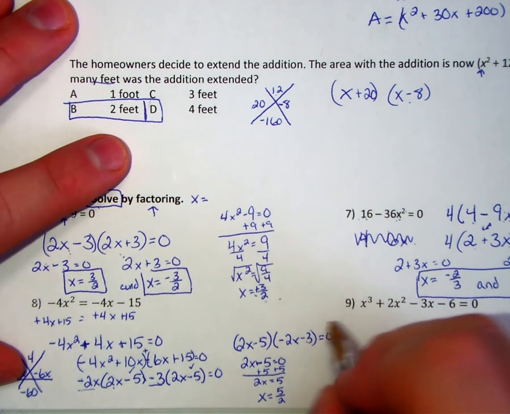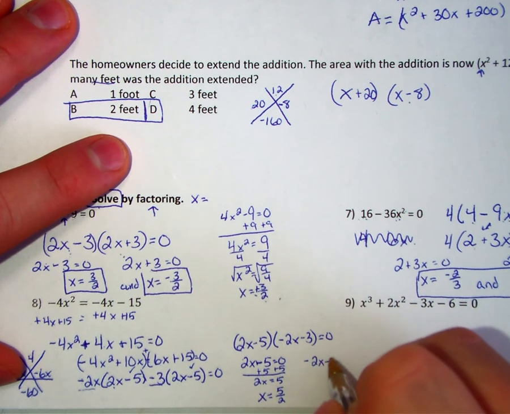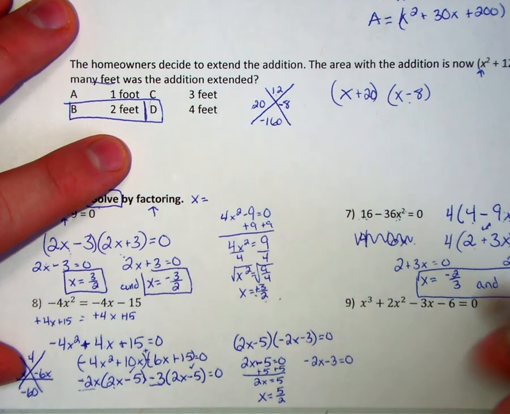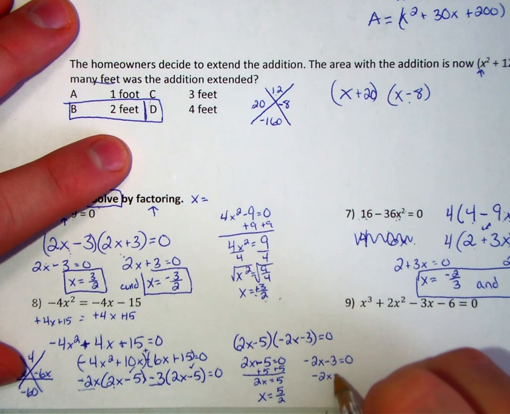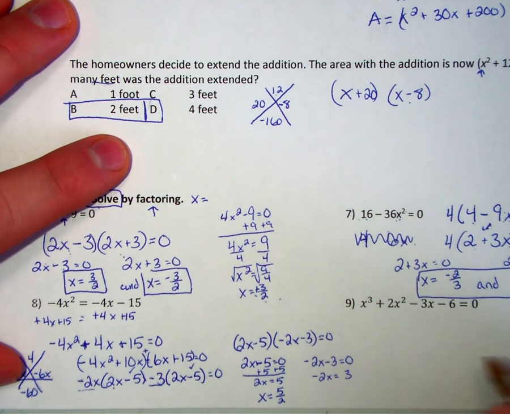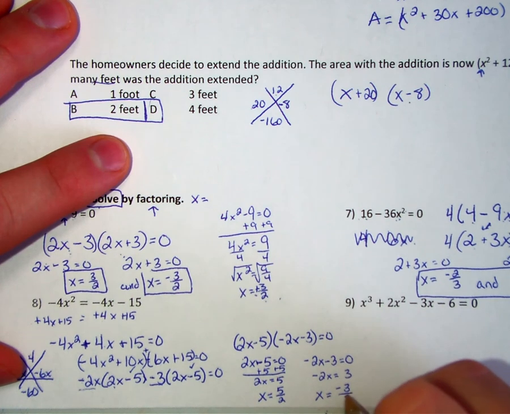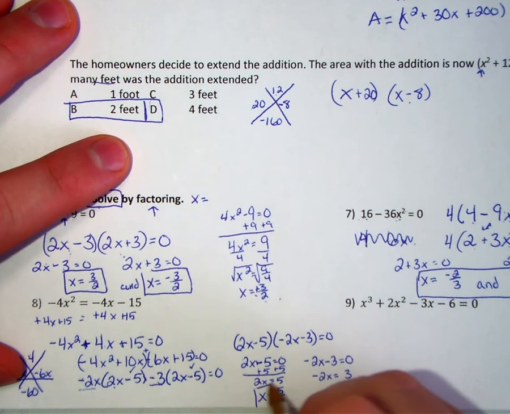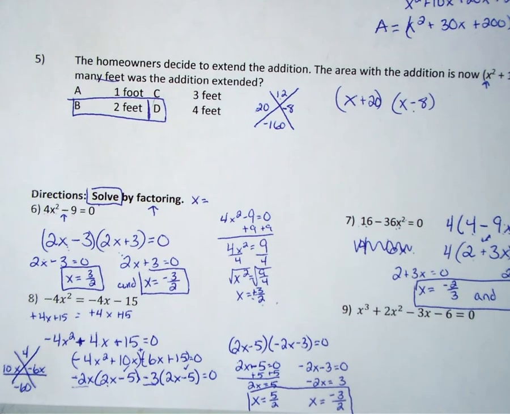On the right side, we have a negative 2x minus 3 equals 0. We'll add 3 to both sides, so negative 2x is equal to 3. And we'll divide by negative 2. So x is equal to negative 3 halves. And those will be our solutions, 5 halves and negative 3 halves.